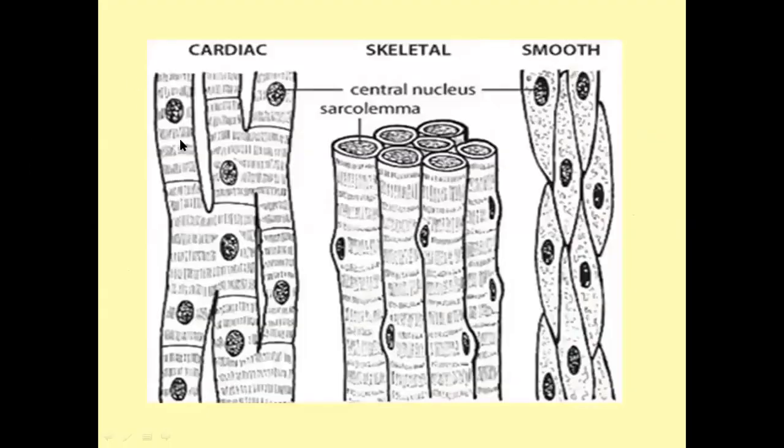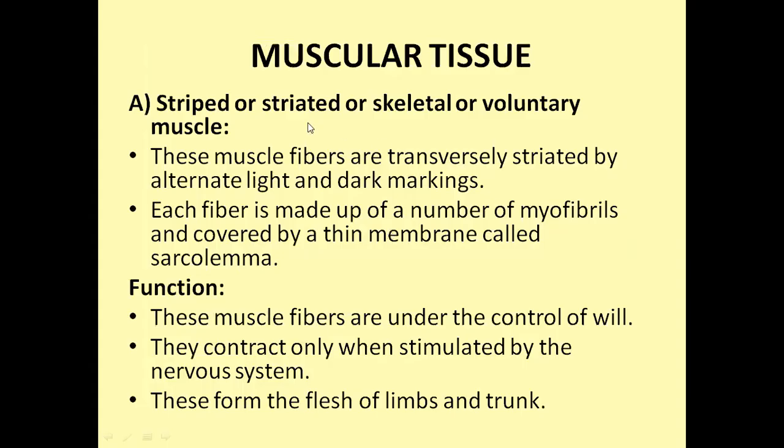So these are pictures of cardiac muscle, skeletal muscle, and smooth muscle. You can see this cardiac muscle where it is branched, and you have multinucleated cells in this cardiac muscle. This one is skeletal muscle, which is unbranched, and this is a smooth muscle where you have spindle-shaped cells.